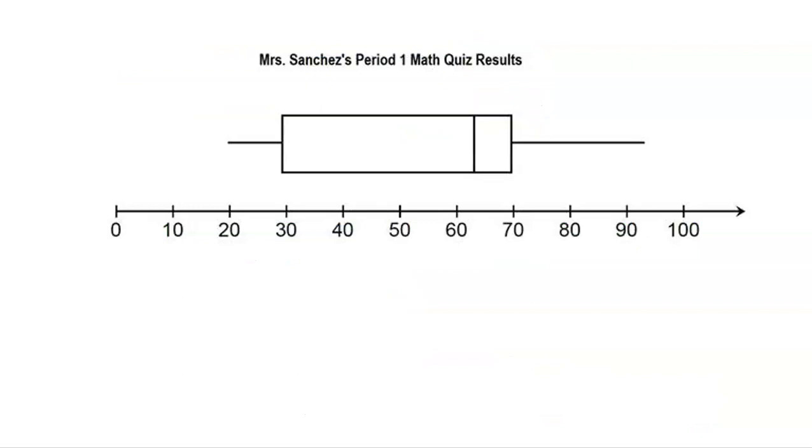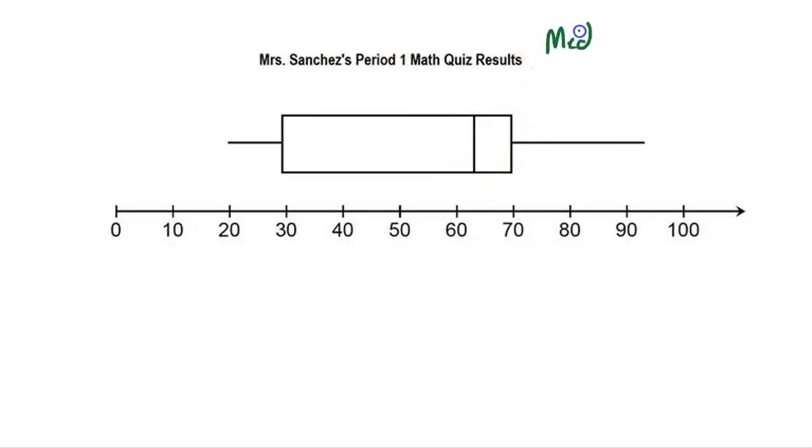So, Mrs. Sanchez's period 1 math quiz results. Her class, I don't know how many kids are in a class, but maybe there's 50, 20, who knows how many kids are in her class. But they all take a quiz and she makes a box plot of their scores. So first, what are some things we could identify just by looking?